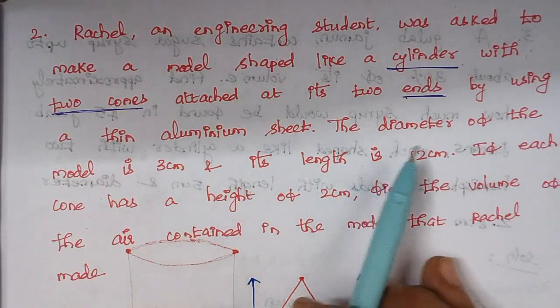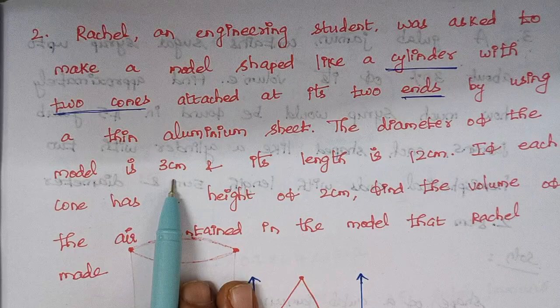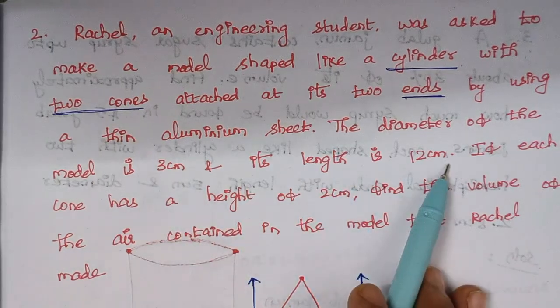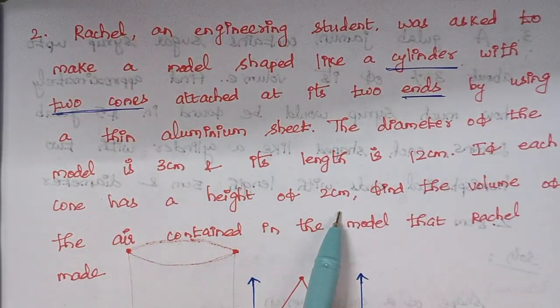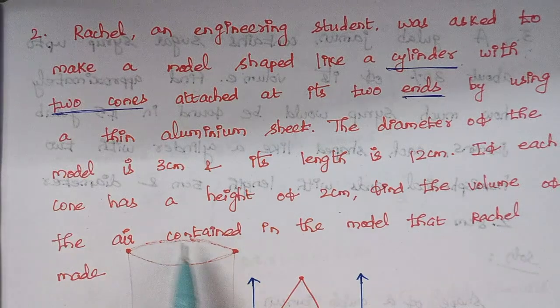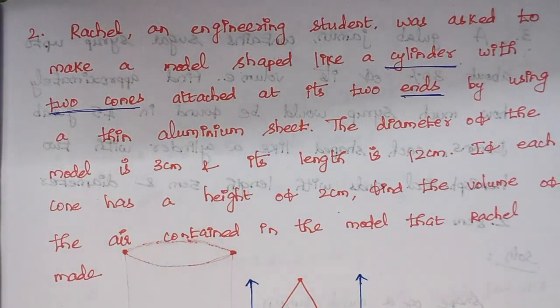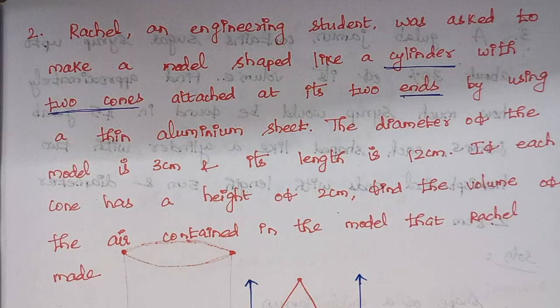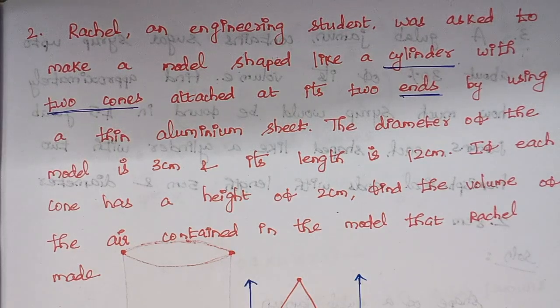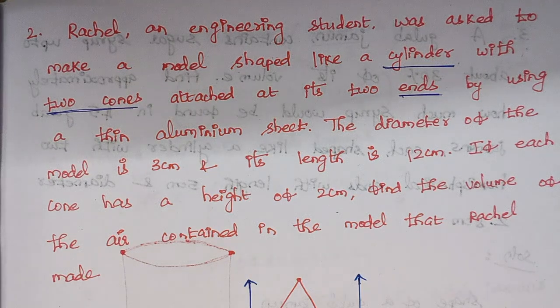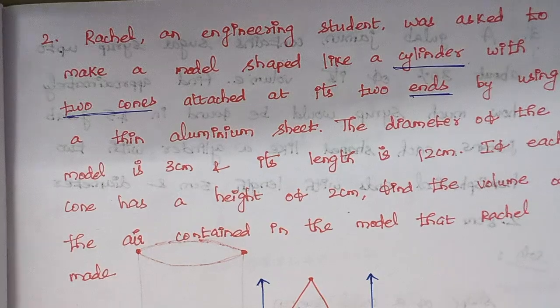The next thing is, the diameter of the model is 3 centimeter and its length is 12. If each cone has a height of 2, find the volume of the air contained in the model that Rachel made. So here we have a cylinder, and on both the ends of the cylinder we have two cones attached to it, and the parameters are given here.